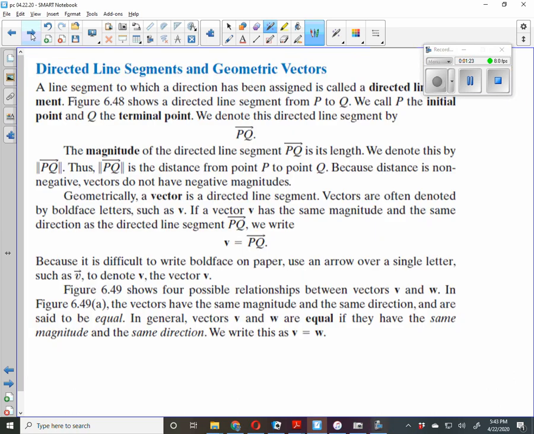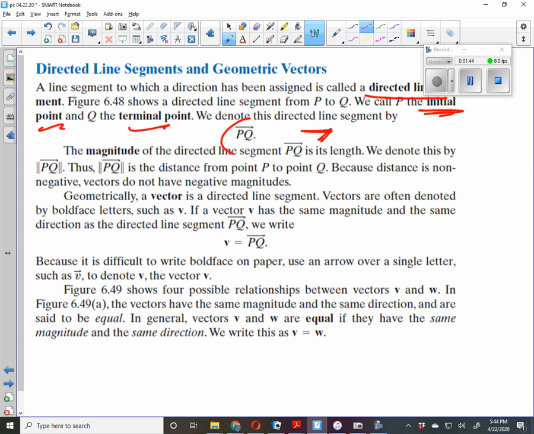A vector is really a directed line segment, with an initial point and a terminal point. Okay, so you've got some vector. And usually vectors, we mark with half an arrow like that. So PQ is a vector, not a line.